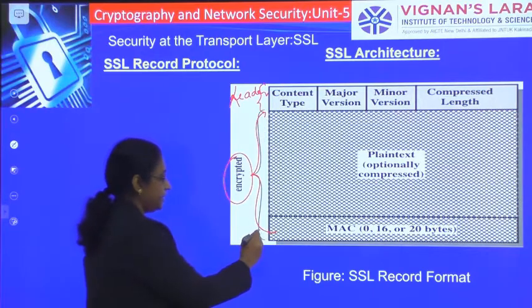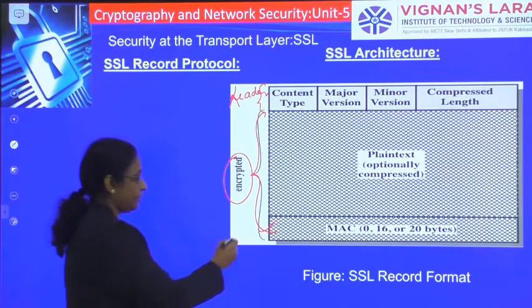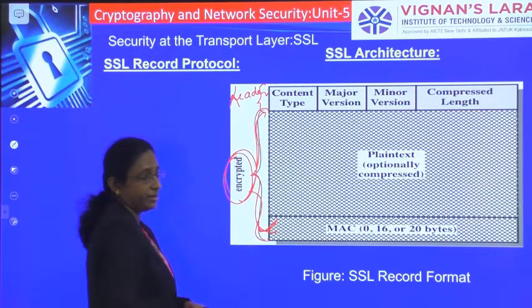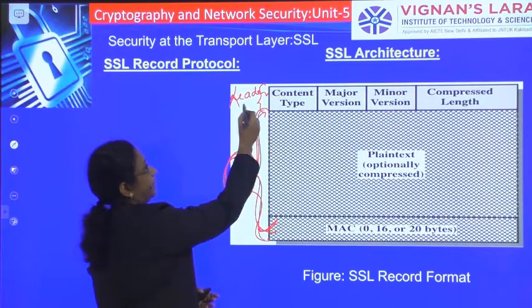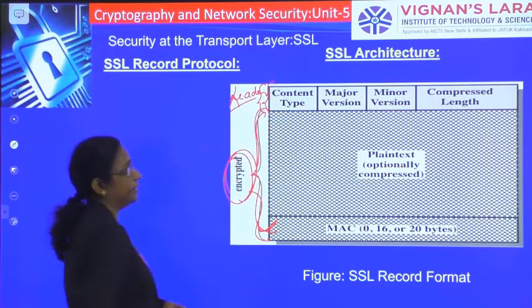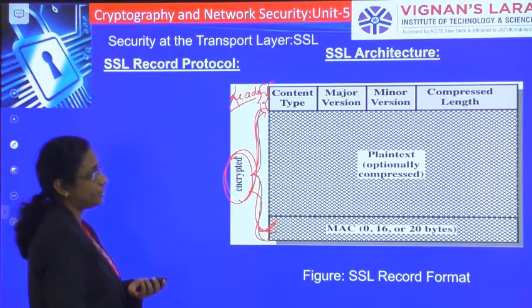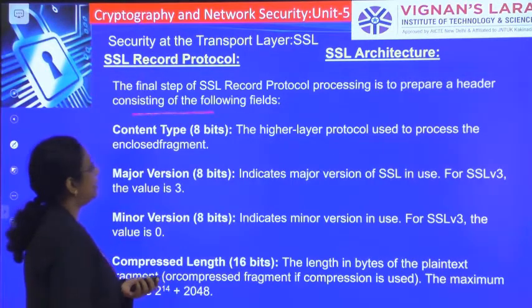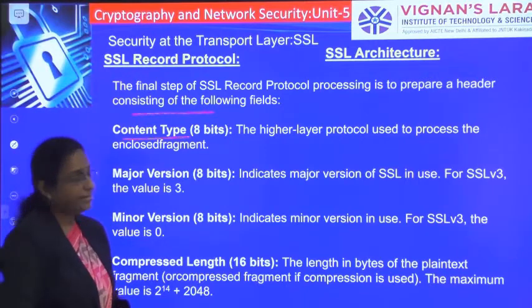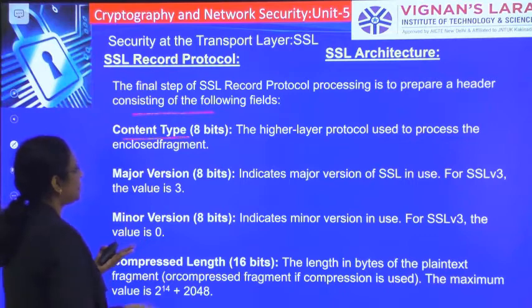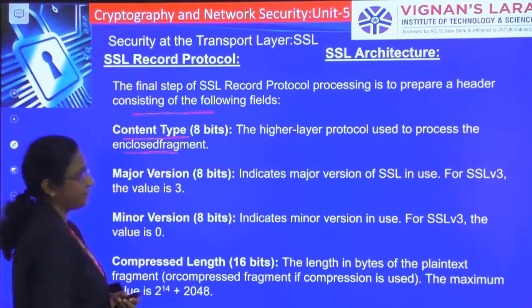Along with the signature. This is the encrypted data where the signature is also encrypted, and this is your header. This header consists of content type, major version, minor version, and compressed length. So what is this content type? The content type consists of 8 bits. This higher layer protocol is used to process the enclosed fragment.